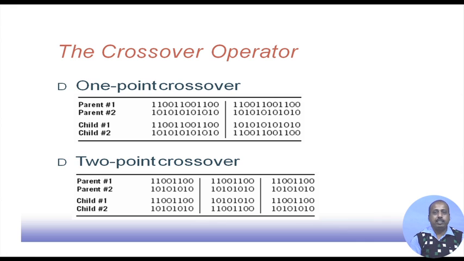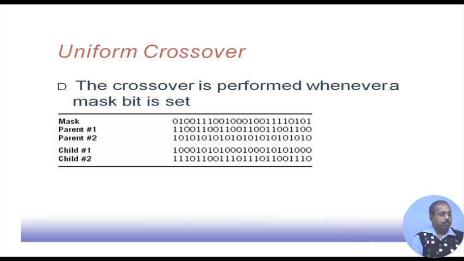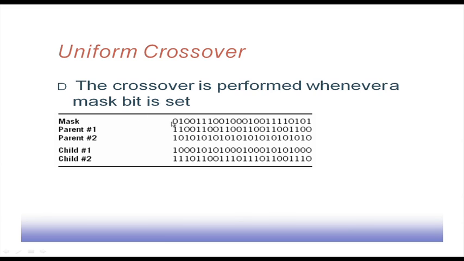So, this can be generalized. It can go to any point crossover that we can look for, and in the most generalized case, we can prepare a mask. Okay. So, suppose this is the mask that is generated.